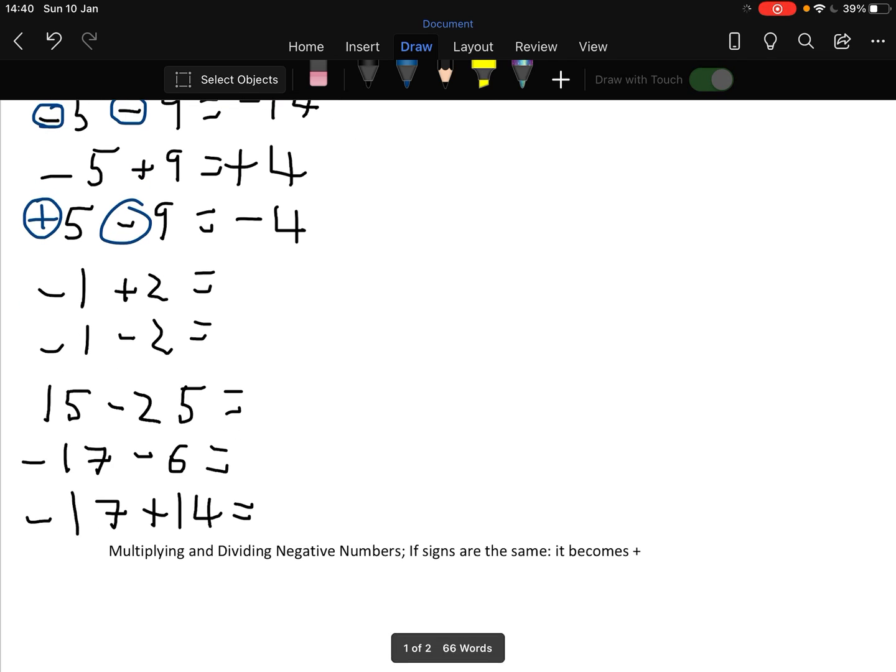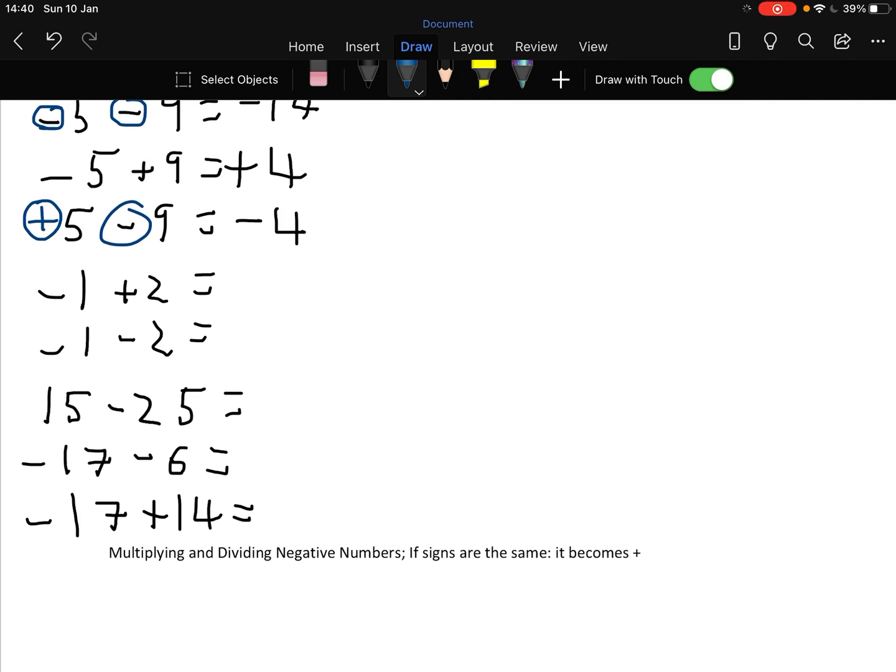Let's look at the next one. Are they opposite signs? They are. It's a minus 1 and a plus 2. So we subtract them. So 2 minus 1 is 1. Which is the larger number? The 2 is. So we keep its sign. So it's plus 1. The next one, are the signs the same? They are. They're both minus. So we add them together. So 1 plus 2 is 3. And of course we keep the common sign, minus 3.